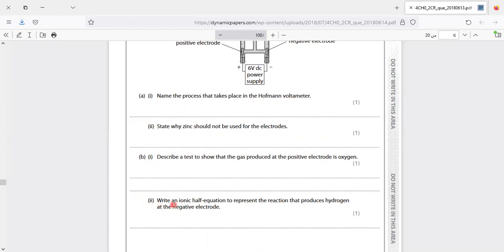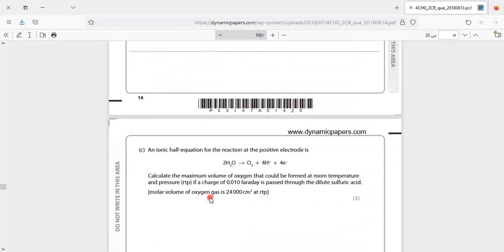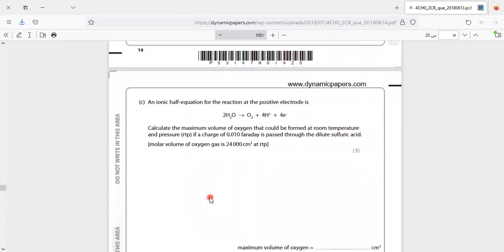Question number 2. Write an ionic half equation to represent the reaction that produces hydrogen at the negative electrode. 2H+, write the 2 next to it. 2H+ plus 2 electrons. We gain 2 electrons, and it will give us H2. We produce H2. Okay. Complete here. This is not with you now, but for a day.